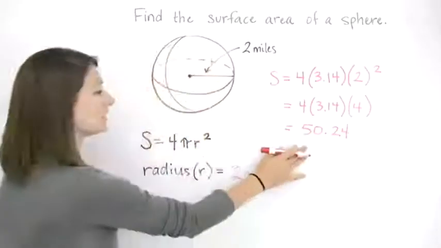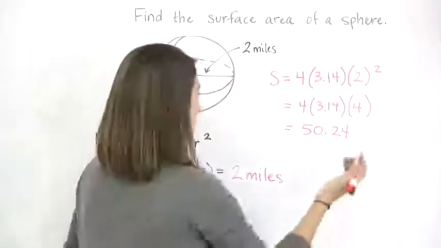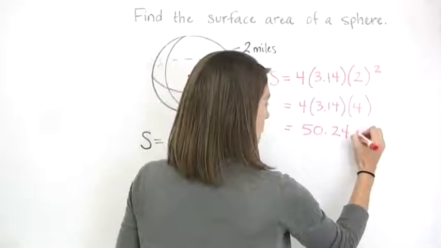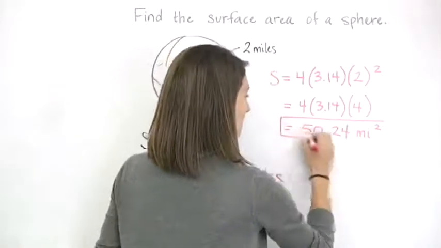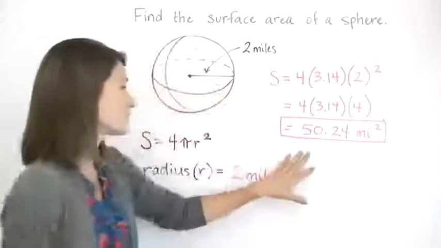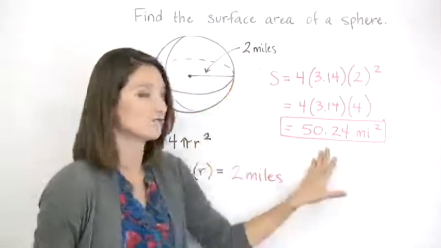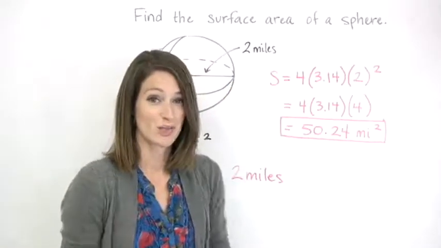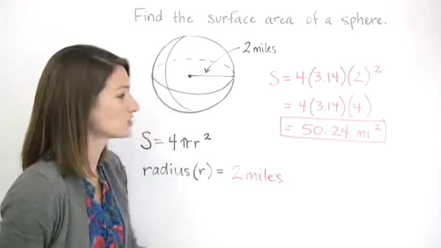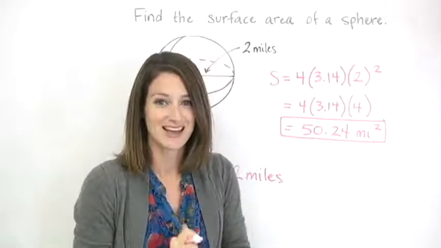Doing our math, 4 times 3.14 times 4 gives us a surface area of 50.24. Now again, we need to remember our units. This time we're working with miles, and we have to square those miles for our answer. So the total surface area of this sphere with a radius of 2 miles is 50.24 miles squared. So it's really important when you're working with surface area to remember the correct units and make sure you're using the correct formula to get your answer.